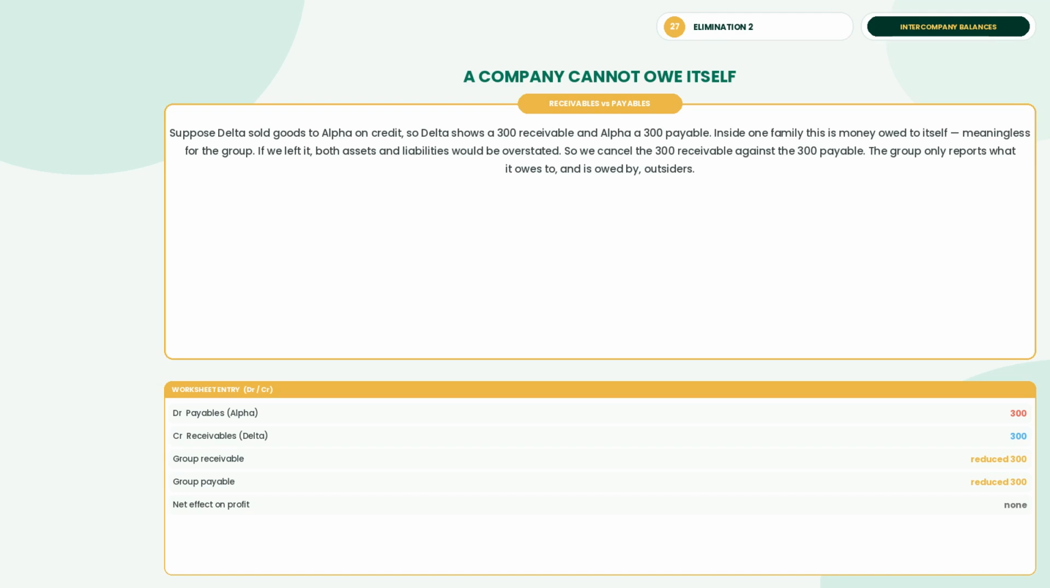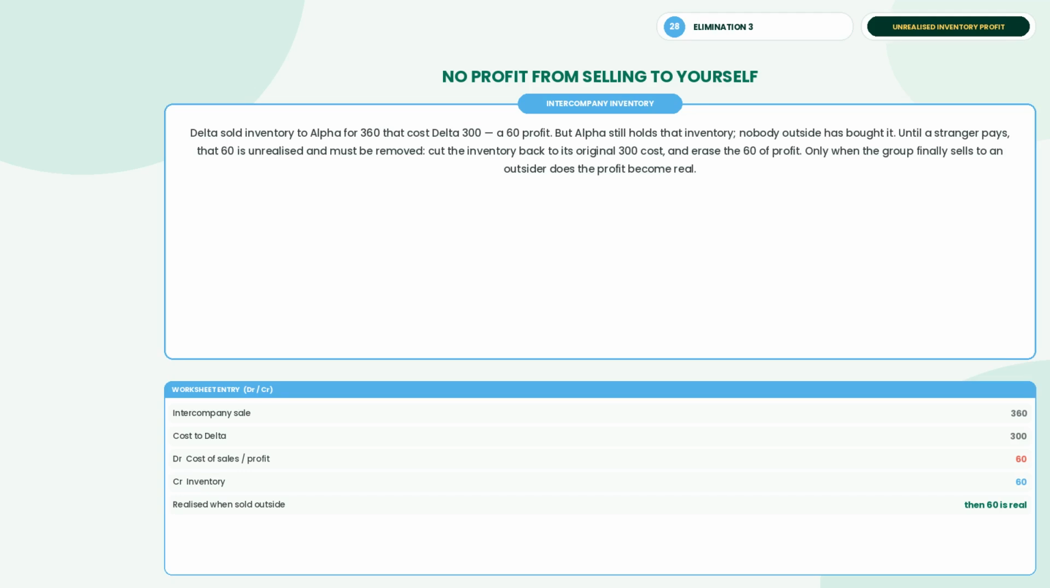From the group's perspective, nobody outside owes or is owed that money. Leaving both balances would overstate assets and liabilities. Debit the payable and credit the receivable for $300,000. There is no profit effect, the group simply removes an internal promise.